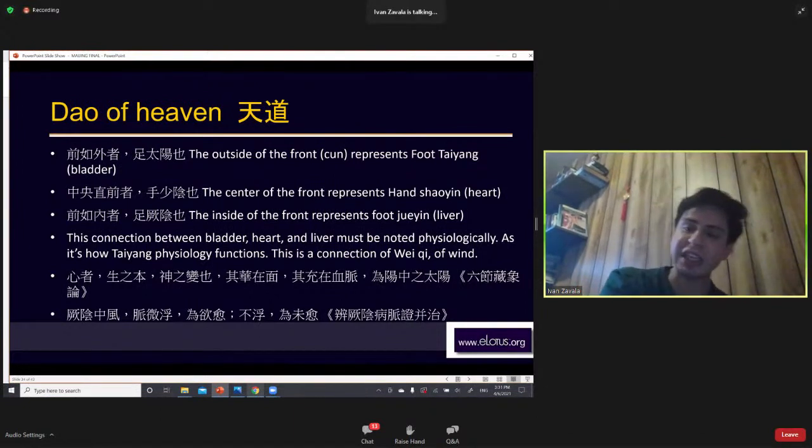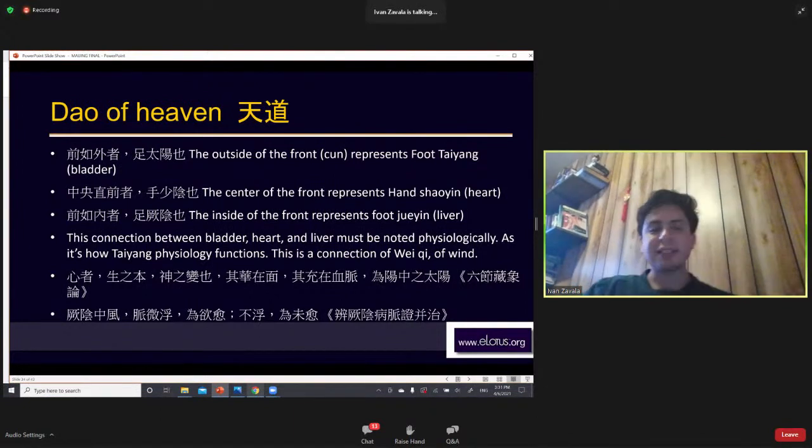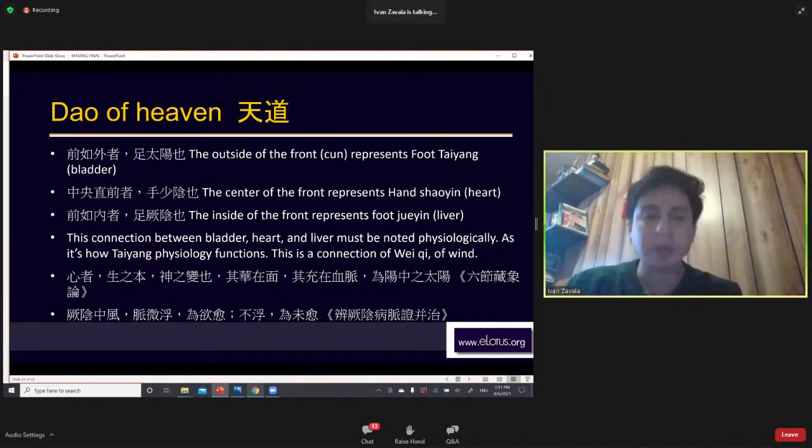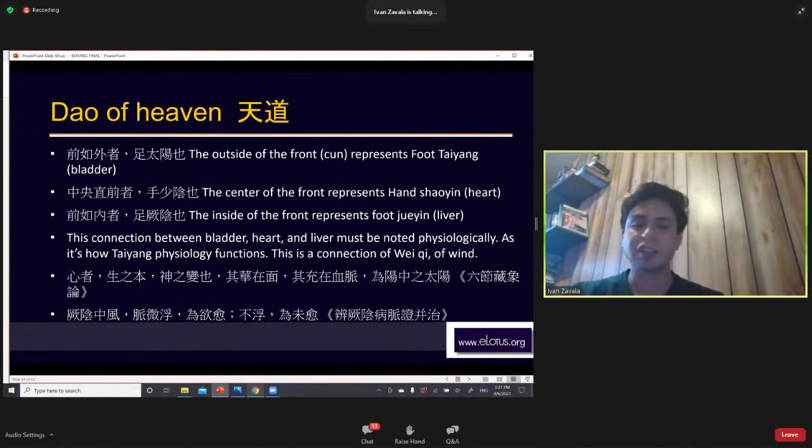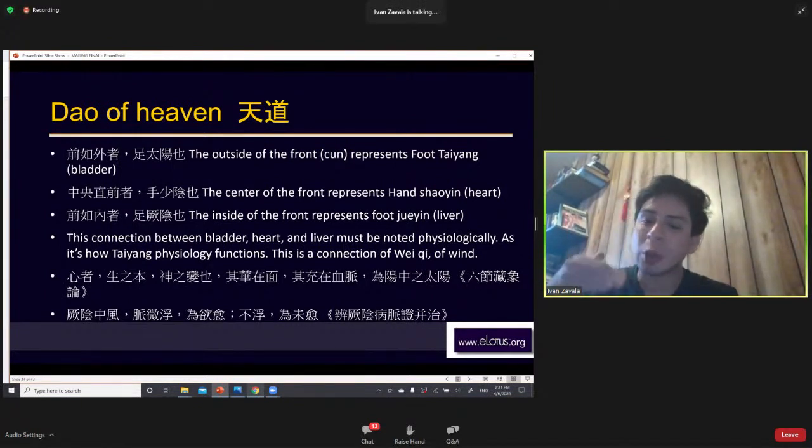This is a connection of wei qi, of wind. They say the heart is the root of engenderment. It is the transformation of the shen. It manifests, it blossoms in the face. It fills the blood vessels. And it is the taiyang within yang, the greater yang within the yang.